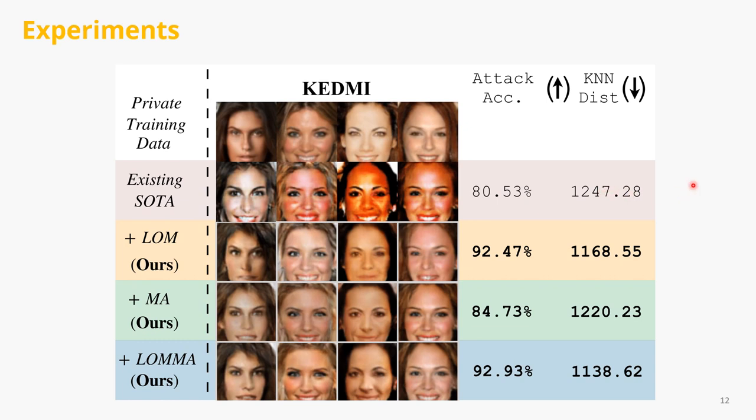Here, we show the qualitative results. We compare the reconstructed images of our proposed method to the state-of-the-art method. As one can observe, our proposed method achieves better reconstructed private data, both visually and quantitatively validated by the KNN distance. This results in a significant boost in attack performance.